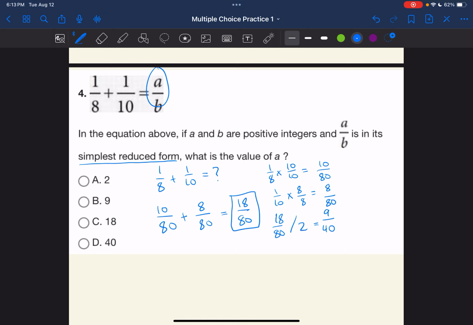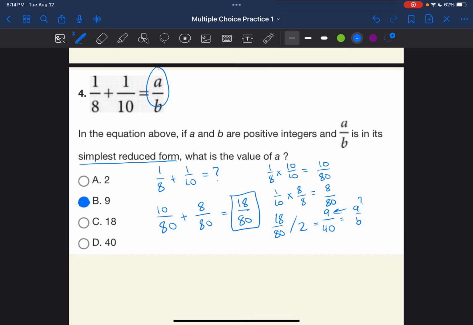No. The numbers that make up 9 are 1 times 9 and 3 times 3, and you can't divide 40 by 3 or 9. So this is the simplest reduced form. And if this is equal to a over b, and it's asking what is value a, your a is therefore 9. This is the nice and simple, straightforward way to do it.